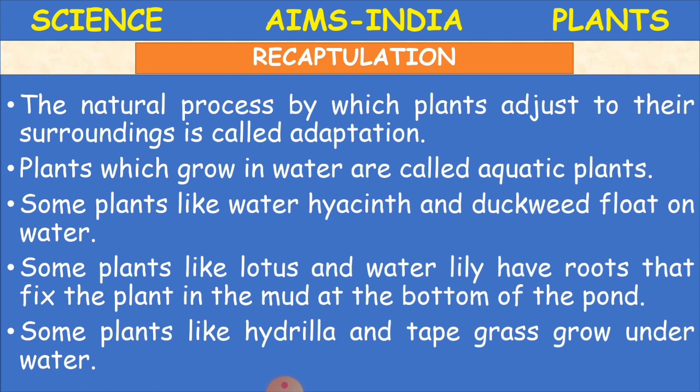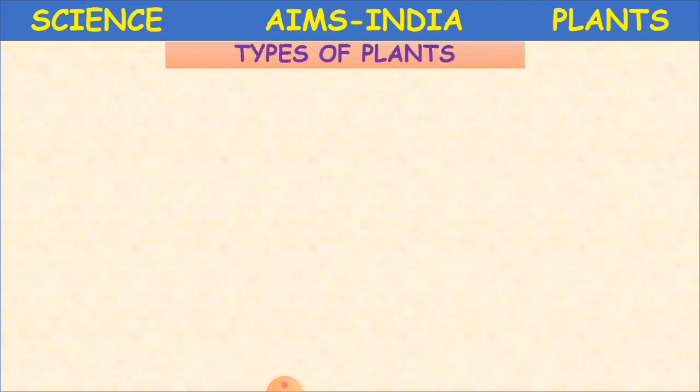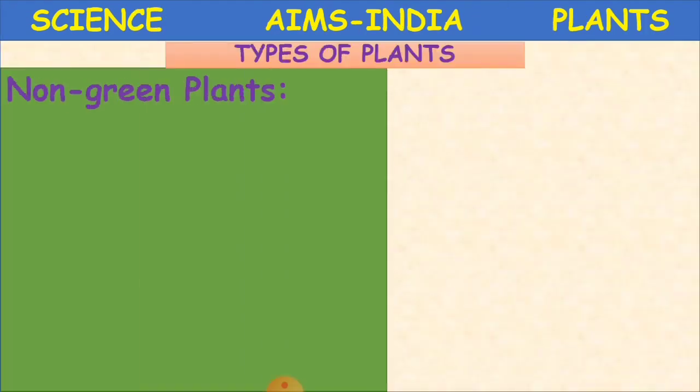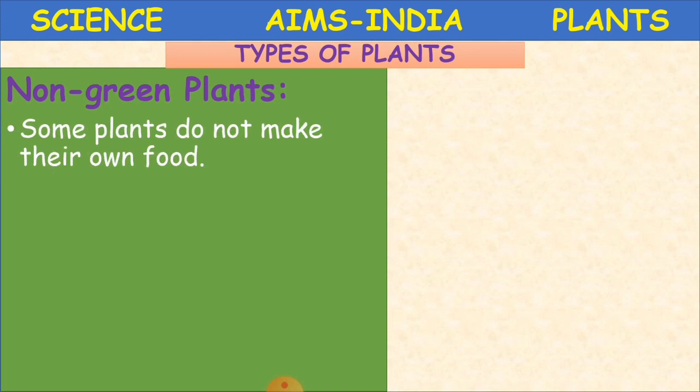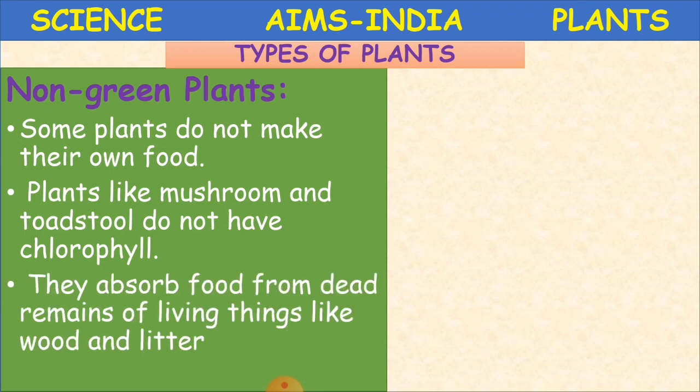So this is what we have learnt in our previous class children. Now we learn something more about plants. Types of plants: non-green plants. Until now whatever we learnt were green plants. Green plants in the sense the leaves of the tree or plant were green. So that's why we call them green plants. Now we are talking about non-green plants.